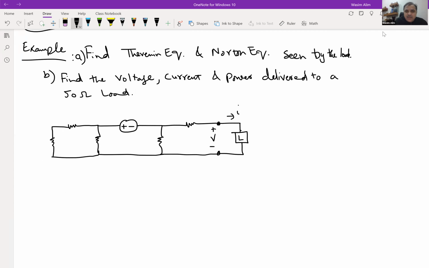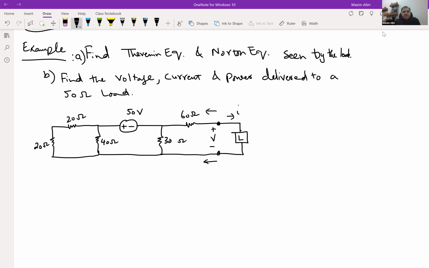So what we're saying is from this point, how does the circuit look like, right? In terms of a Thevenin equivalent and a Norton equivalent. So let's place the values there also. So we have a 20 ohm resistor here, another 20 ohm resistor here, a 40 ohm resistor. This is a 50 volt source, 30 ohms and 60 ohms. So these are all the values of the various components within this circuit. Okay.